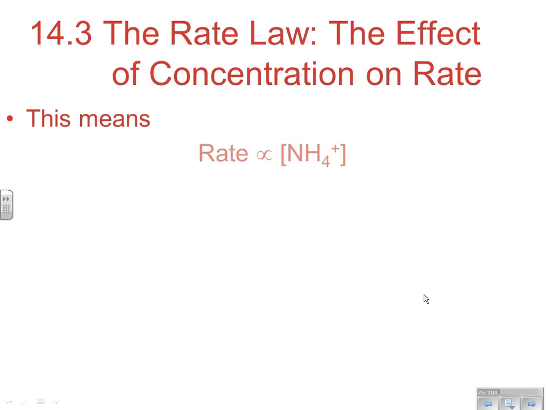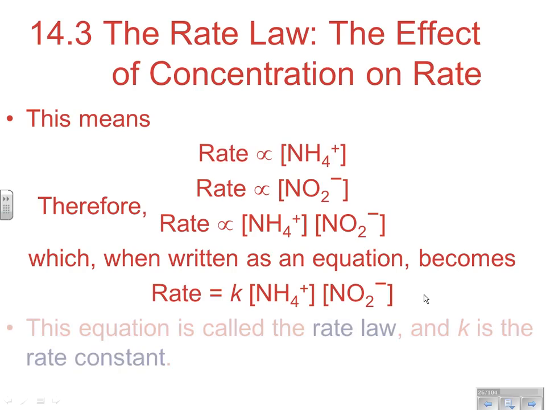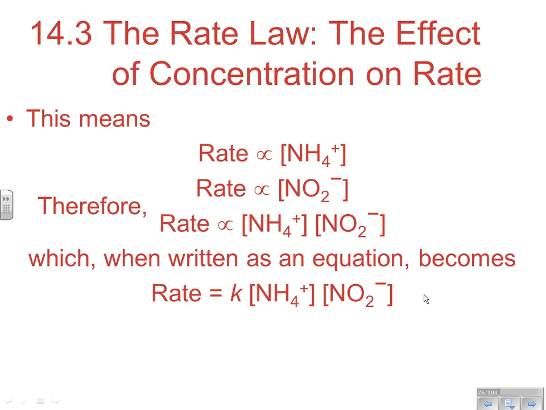Now, what we basically said was doubling the concentration of NH4 doubled the rate. That means that the rate is going to be proportional to the ammonium concentration. Doubling one, double the other. That's a proportionality. Now, we also noticed that when we doubled the concentration of NO2 minus, we doubled the rate. So the rate is also proportional to the NO2 minus concentration. Well, if the rate is proportional to both of these, then the rate would be proportional to the product of those. So therefore, the rate of the reaction is going to be proportional to the concentration of NH4 times the concentration of NO2 minus.